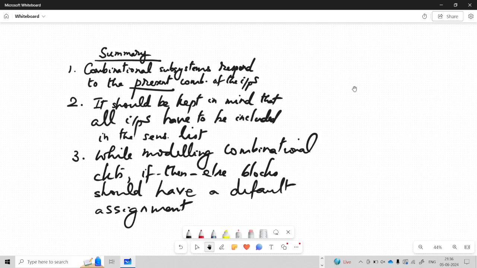So we will wrap up this video now. We will have one more part related to modeling of combinational subsystems, where we will be taking up behavioral models of more typical combinational blocks like arithmetic circuits, priority encoders, and so forth.